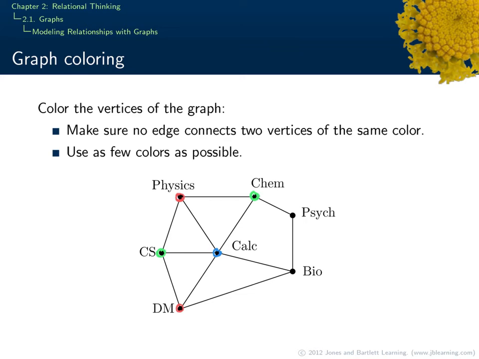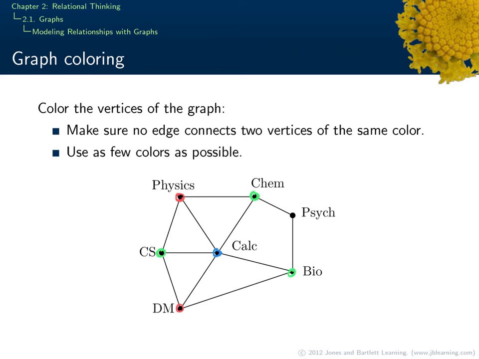And now we only have 2 more vertices to color. So we look at bio. It's connected to calc and discrete math and to psych. Now I haven't colored psych yet, but I have colored calc and discrete math, and they're both colored blue and red. So I'm going to go ahead and try and color this green.